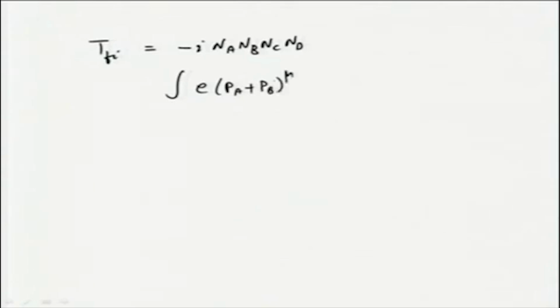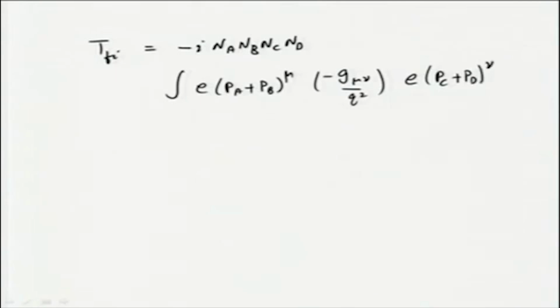Now, let me do some simplification. Firstly, there is a minus i N_A N_B N_C N_D integral, (p_A plus p_B) mu times minus g mu nu over q squared times (p_C plus p_D) nu.